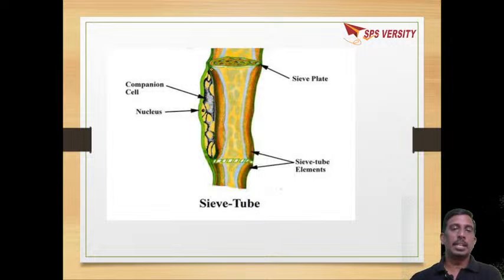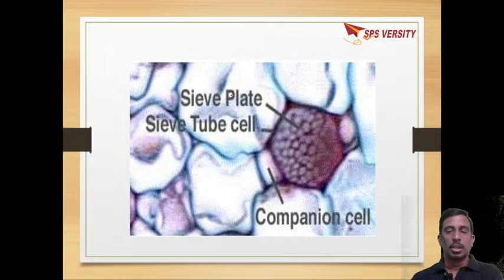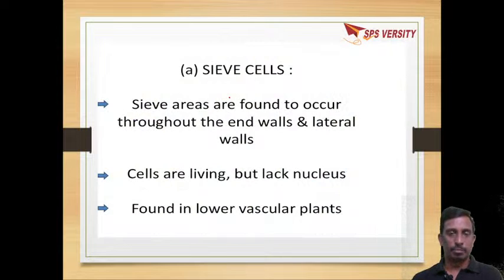अब picture में देख रहे sieve tube element. This is sieve plate, end plate with perforations. This is a companion cell, the nucleus of companion cell, which controls the functions of sieve tube member. So companion cell is always associated with sieve tube member. So these are sieve areas found throughout the end walls. Cells are living but they lack nucleus.